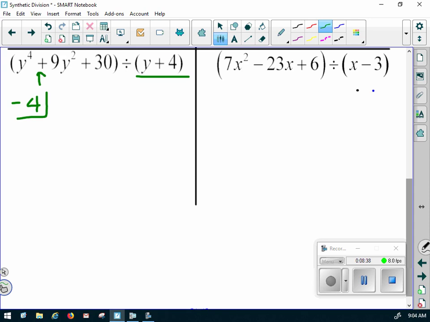Yep, I need one here for y to the third, and I need one here for y. All right, so what numbers are we going to put in? 1, 0, 9, 0. Perfect. Where are you going to make the most mistakes? Number 1 is forgetting to put in placeholders if they're necessary. And number 2 is just making silly mistakes in adding and multiplying.